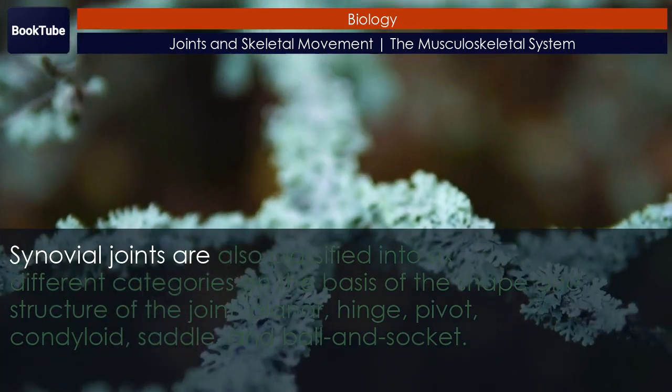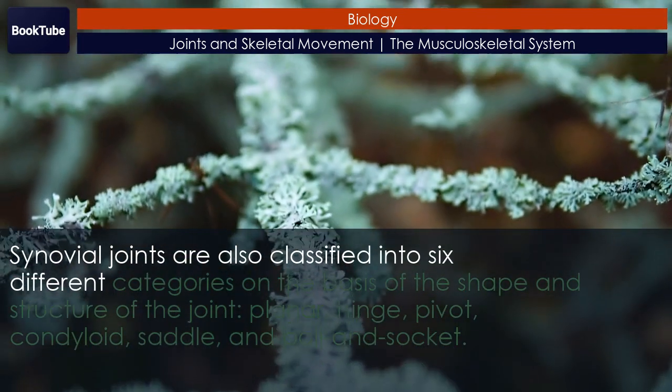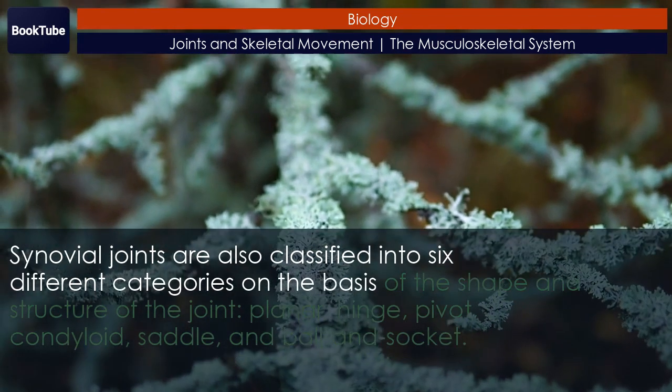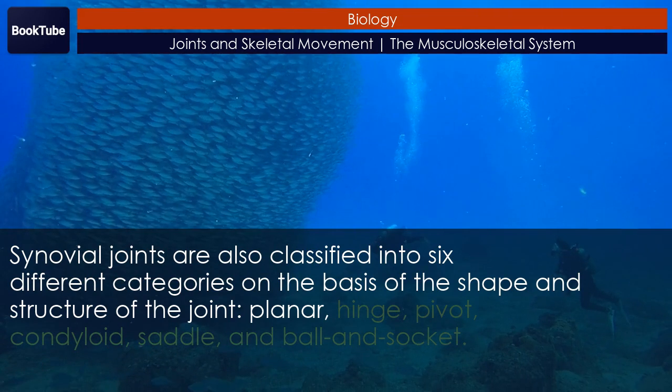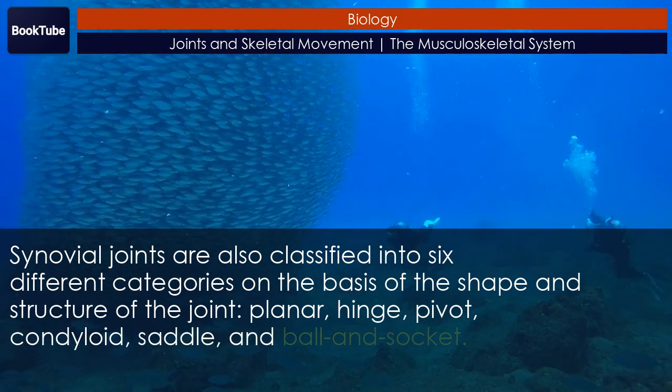Synovial joints are also classified into 6 different categories on the basis of the shape and structure of the joint: planar, hinge, pivot, condyloid, saddle, and ball and socket.